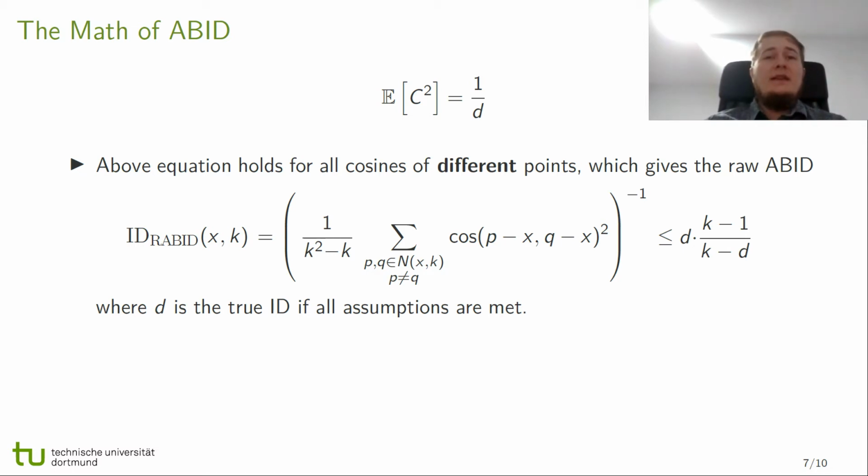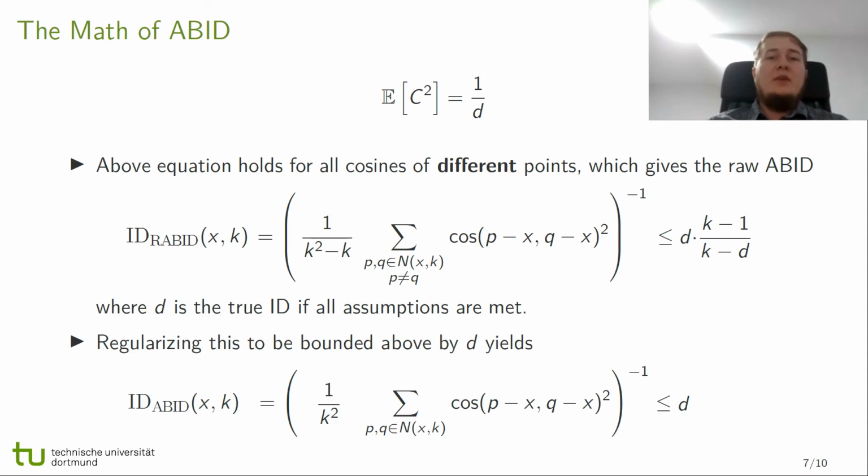This bound, however, depends on the previously mentioned assumptions. For larger neighborhood sizes, this bound converges to d, but as d and hence a sufficient neighborhood size is unknown in advance, we introduce a second estimator with an upper bound of d. Interestingly, the regularization only requires to drop the constraint of only considering cosines between different points, which even results in a simpler formulation. As the neighborhood size increases, both estimators approach the same value, whereas the raw ABID estimator is strictly larger than the ABID estimator.